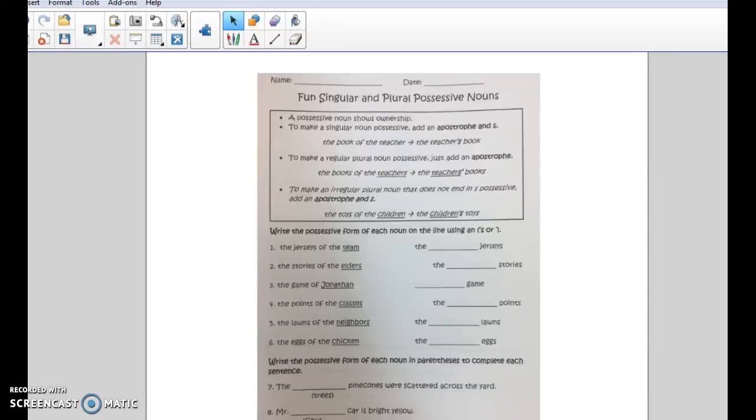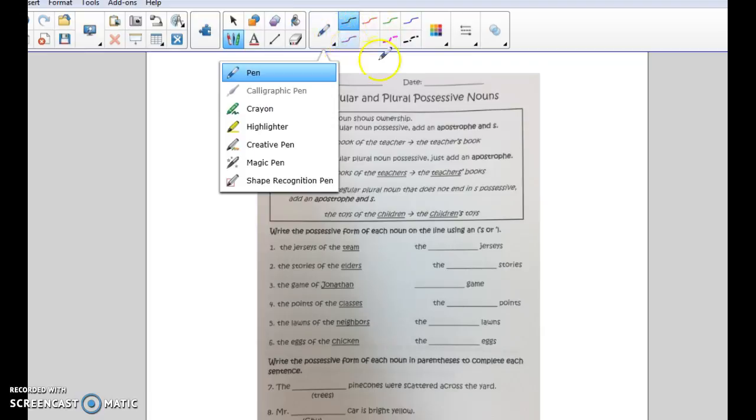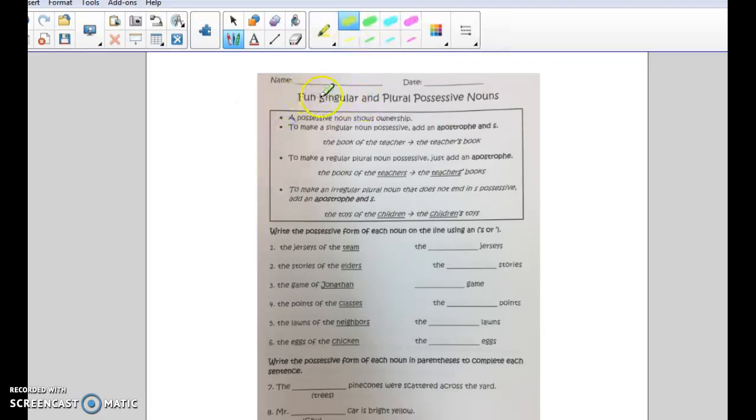Okay, so you need your checking pen and your highlighter and your worksheet that says Fun, Singular and Plural Possessive Nouns, because we all know this is so much fun. Okay, get your highlighter, highlight your title. We are working with singular and plural possessive nouns.